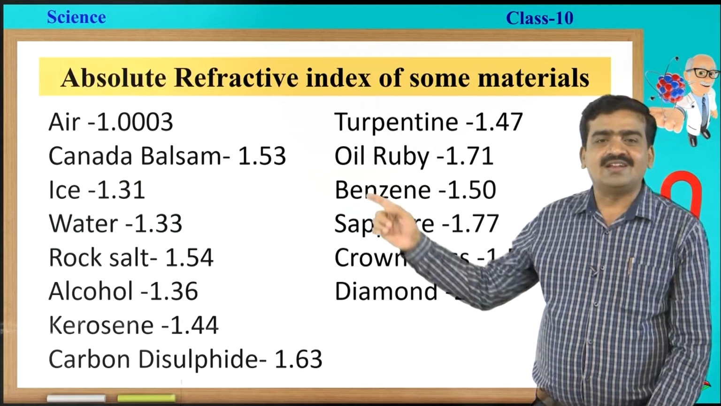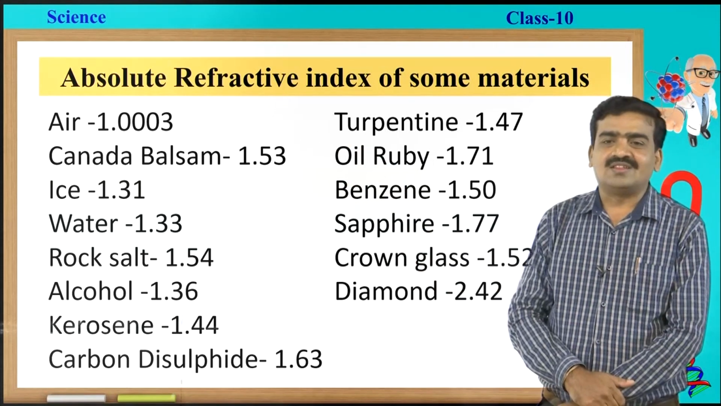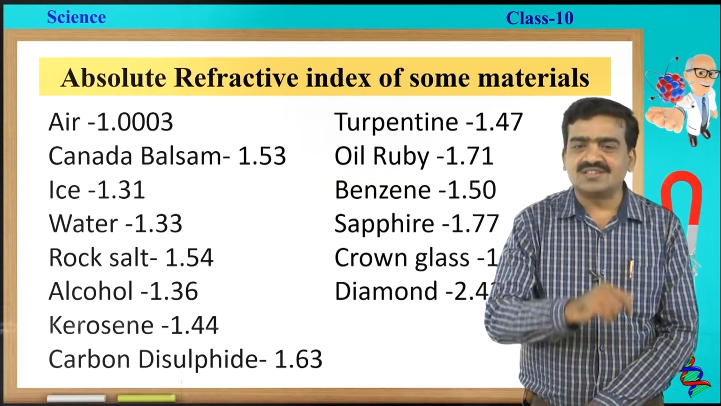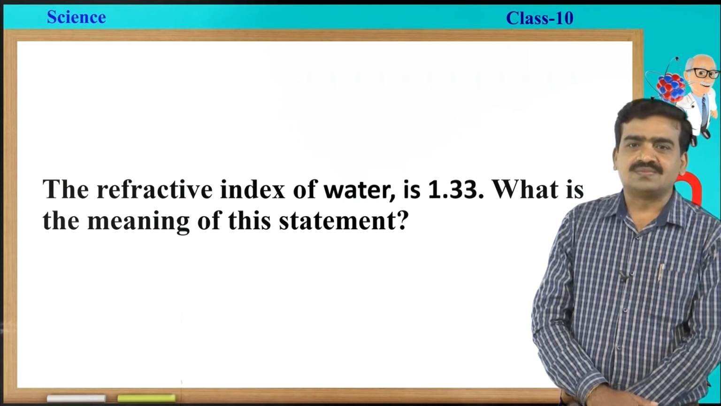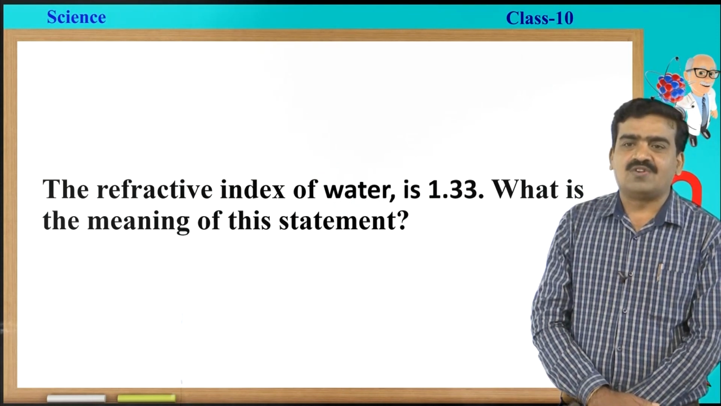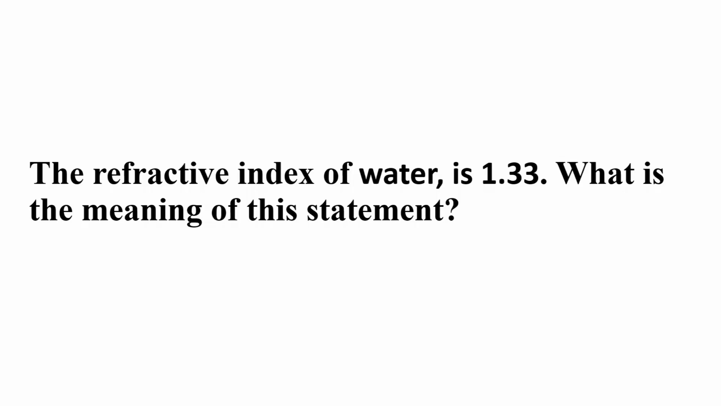So, when a ray of light travels from air medium to diamond medium, the velocity of the light is going to be changed or reduced. My dear student, I have a question for you. The refractive index of water is 1.33. What is the meaning of this statement? Can you tell me the meaning?